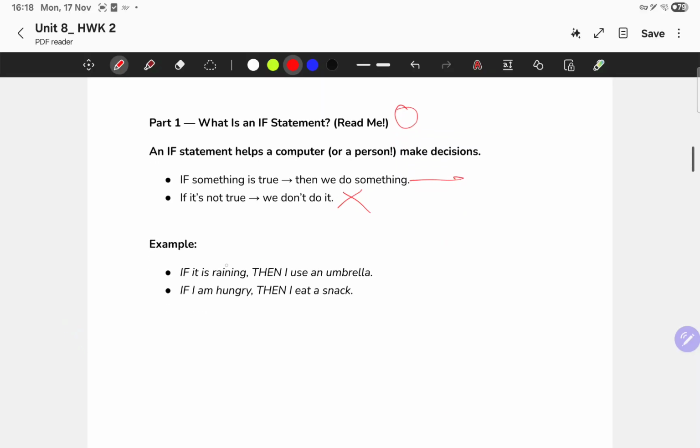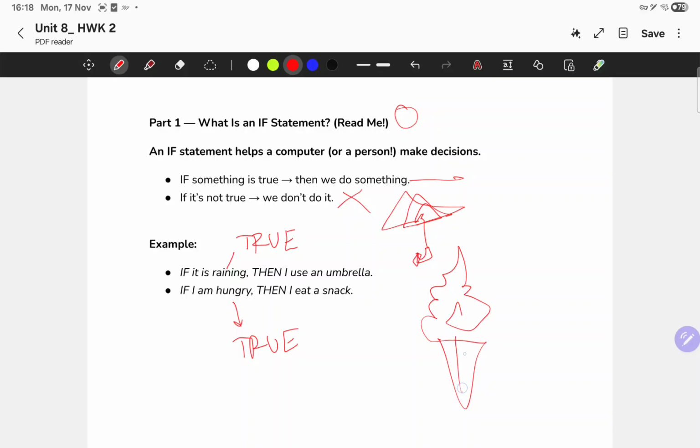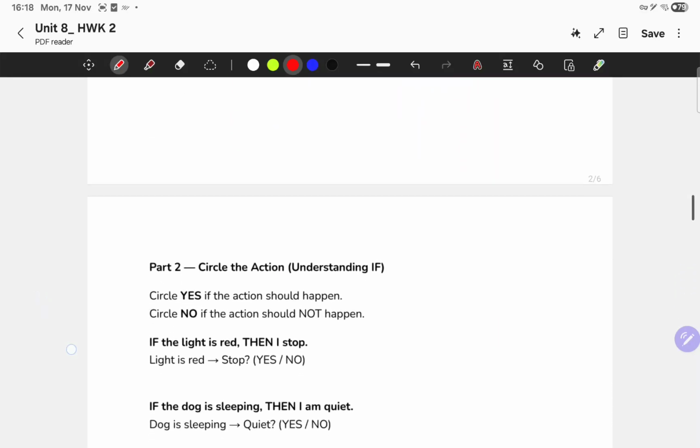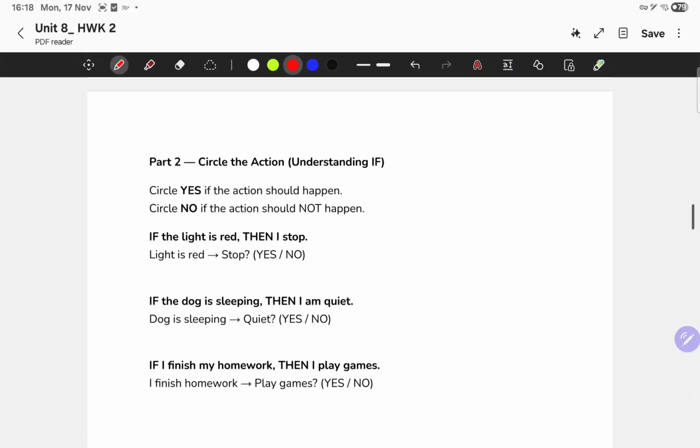So, if it is raining, which means this is true, then I use an umbrella. This is my very bad picture of an umbrella. There we go, that's an umbrella. And if I'm hungry, which means this is true, then I eat a snack. What snack am I gonna eat? I'm gonna eat this. Okay, ice cream, perfect. Good. Next. So I want you to select the action that is going to happen.